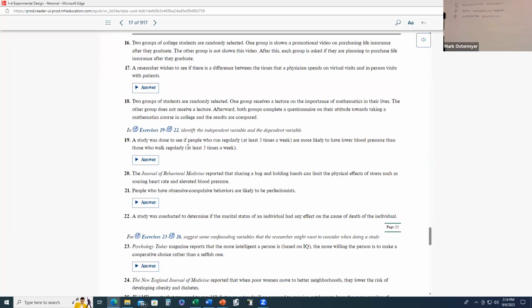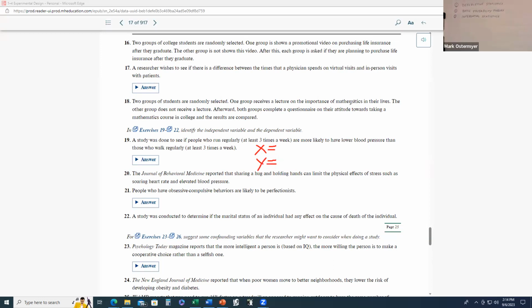Okay, 19 through 22, it says identify the independent variable and the dependent variable. Number 19, a study was done to see if people who run regularly at least 3 times a week are more likely to have lower blood pressure than those who walk regularly at least 3 times a week. I have a question for you, ladies and gentlemen. What would you let the independent or the explanatory variable x be equal to? And what would you let the dependent variable y be equal to in this study?